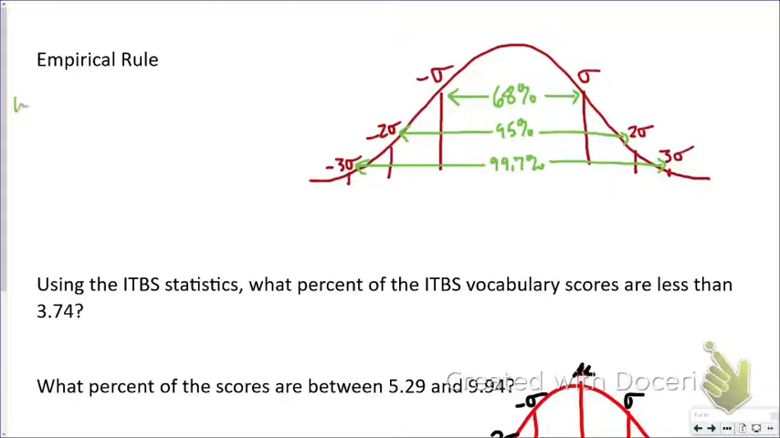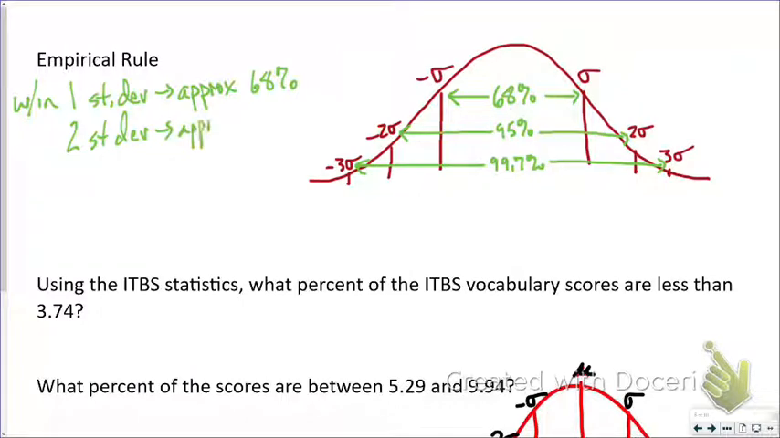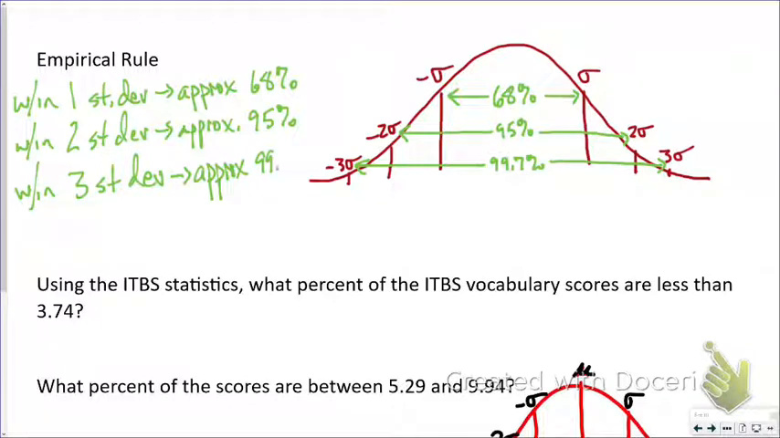So maybe write that on the side. Within 1 standard deviation, approximately 68%. Within 2 standard deviations, approximately 95%. And within 3, approximately 99.7.